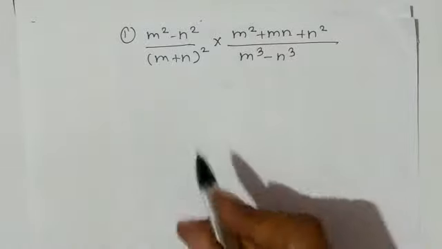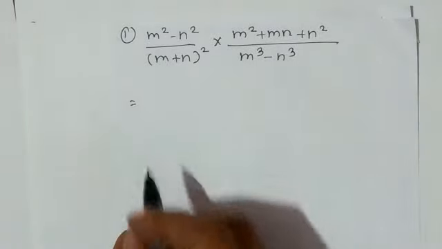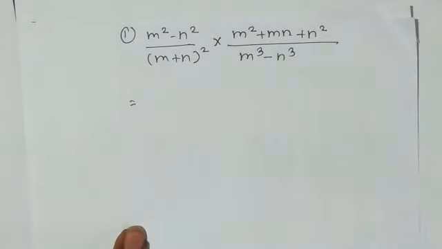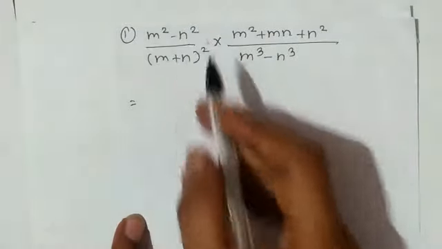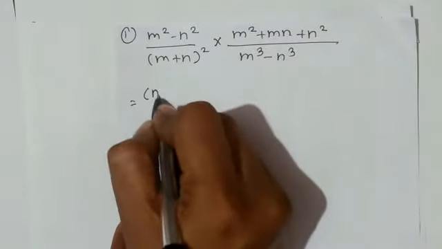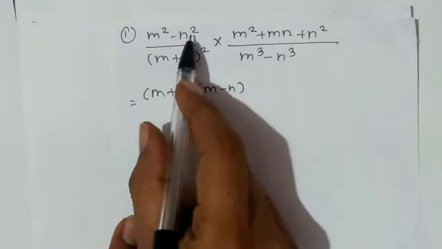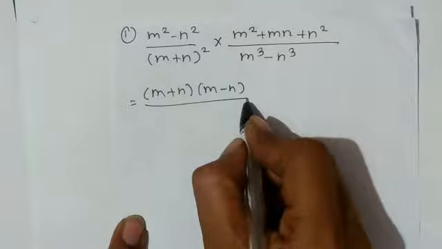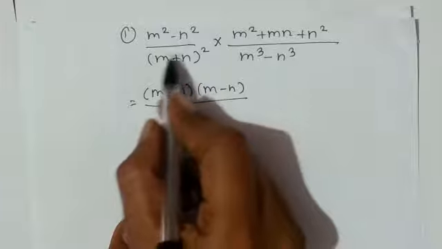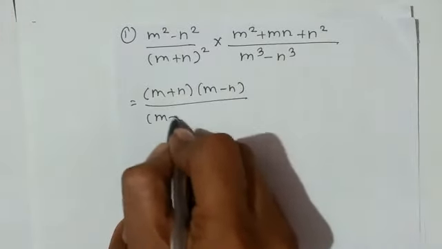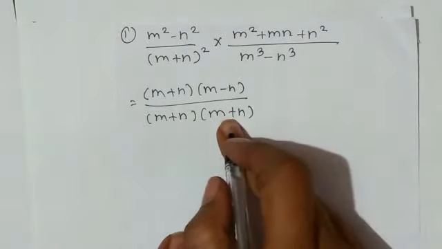Let's go with the first question, m square minus n square. Here we have to use different formulas for the different terms. Here m square minus n square we can write as m plus n in one bracket and m minus n in another bracket. After that, at the denominator place, m plus n whole square is given. It means we can write this term twice: m plus n and m plus n in another bracket, two times I have written.